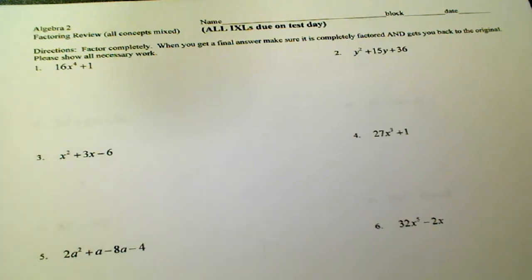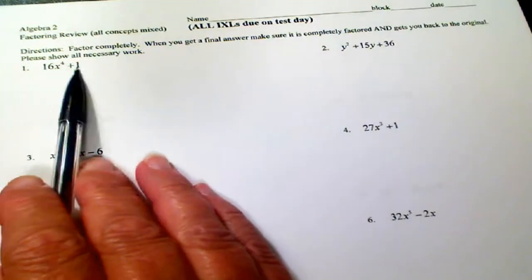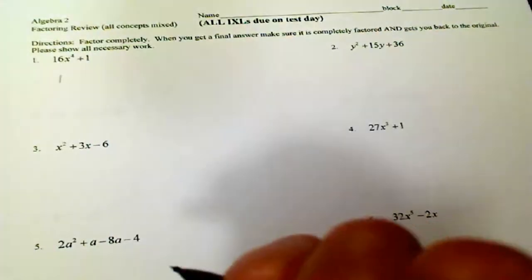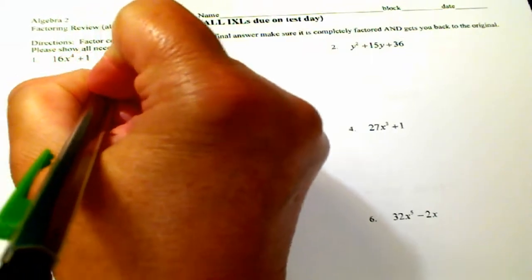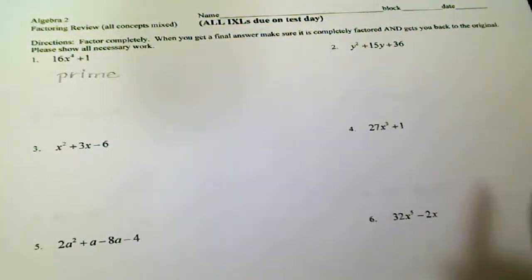All right. So when we look at number one, there's two terms. There's no GCF. And you're going, oh, those are perfect squares. But what's the problem with number one? You don't have a difference. You've got a sum of squares. You cannot factor a sum of squares. So when you can't factor something, you're going to say that it is prime. That's what we say when we cannot factor something. Okay? All right, number two.